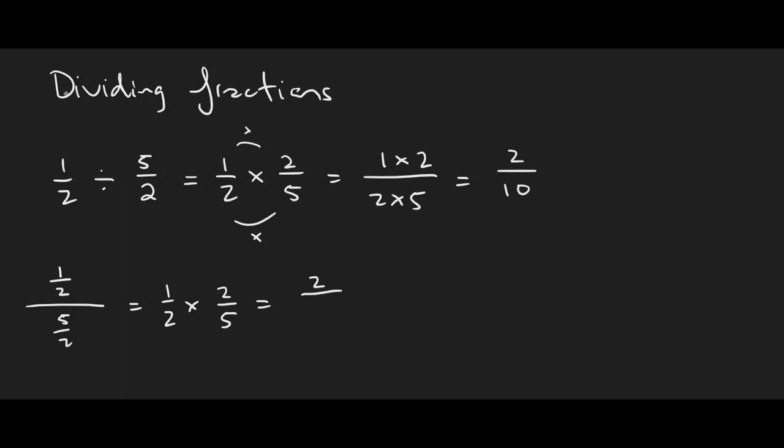It's 2 over 2 times 5 equals 10. And that's it for dividing fractions. That's all there is to it.